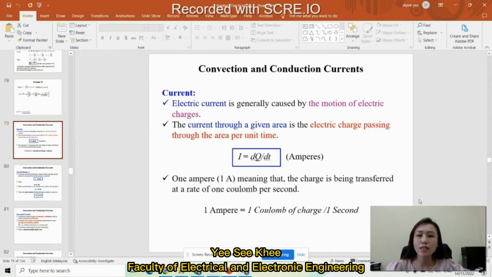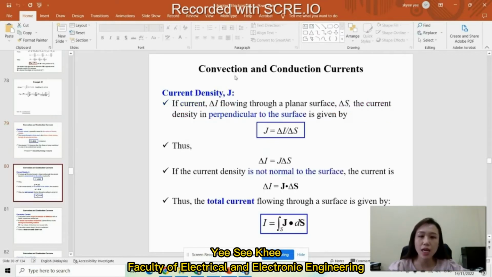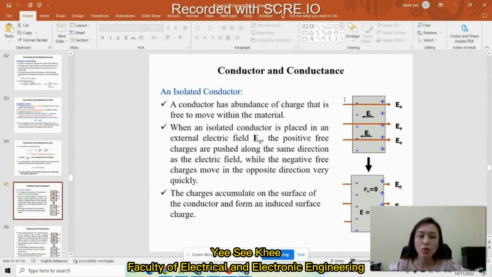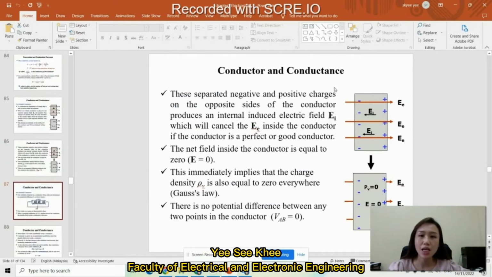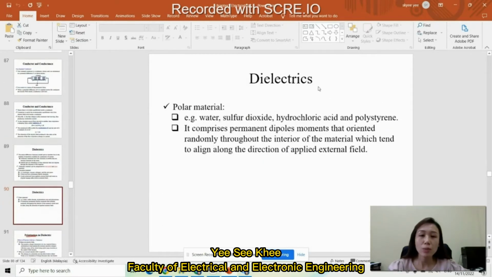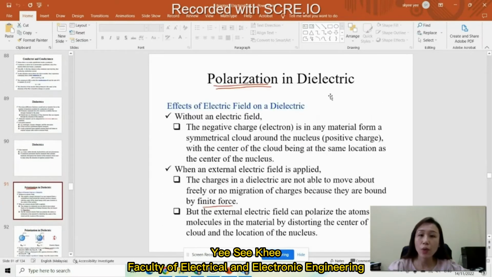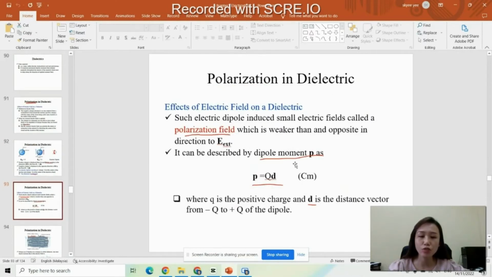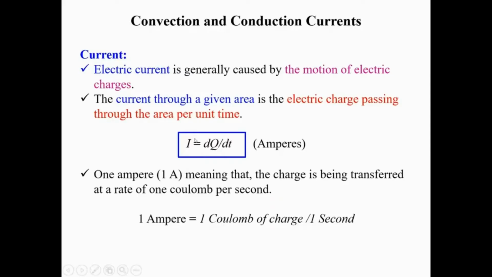So today we are going to look at some theory related to the convection and conduction currents, their densities, and also conductor and conductance. Also some information related to the polarization in the dielectric. So let's begin now. Convection and conduction current.